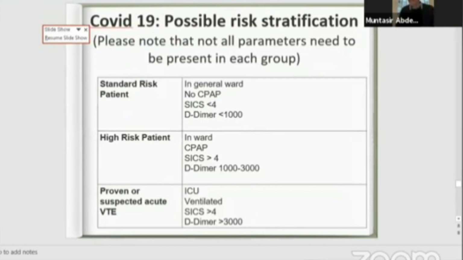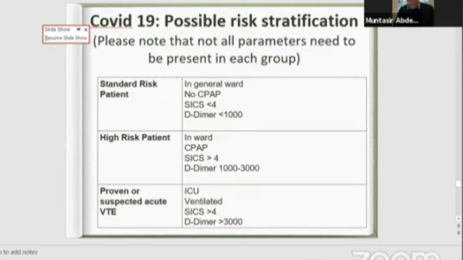So according to what we said, we can divide the patients into standard risk patients, high risk patients, and likely PE, or proven or suspected PE. The standard risk patient you'll find usually in a general ward or at home. We're talking about the hospital. In the general ward, he's not on CPAP, his sepsis-induced coagulopathy score is less than 4, and D-dimer less than 1,000. And these people we probably just give conventional prophylaxis.